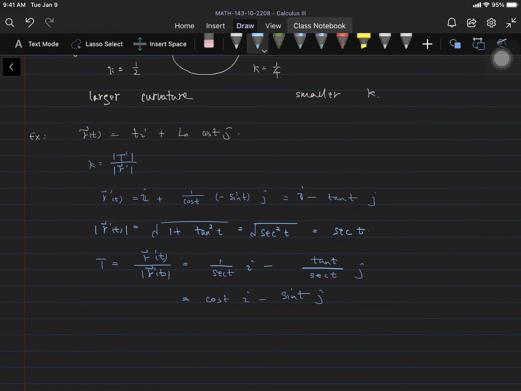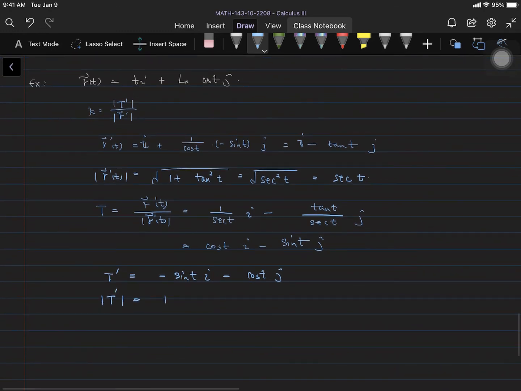And next we need to calculate T prime. T prime should be negative sine t i minus cosine t j, and the length of T prime is 1. So for our curvature, we have all the information we need now. Curvature equals the length of T prime over the length of r prime, which is 1 over secant t. So the final answer is cosine t. The curvature is just cosine t.